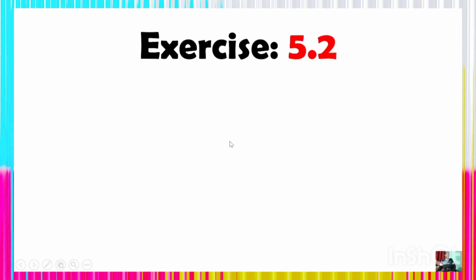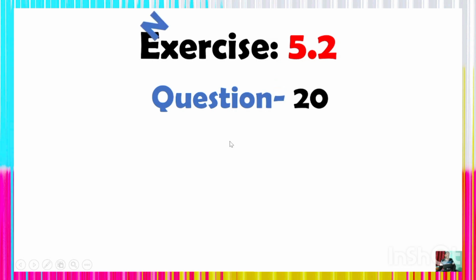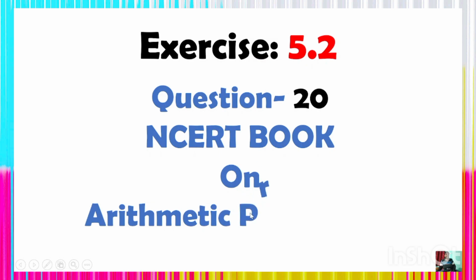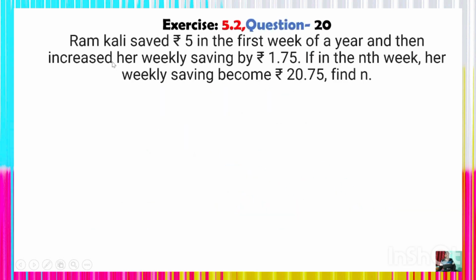Here is question number 20 that I am going to discuss for you. Look at the problem here. This is another interesting word problem. Ramkali saved 5 rupees in the first week of a year and then increased her weekly saving by 1 rupee 75 paise. If in the nth week her weekly saving is 20 rupees 75 paise, find the value of n.